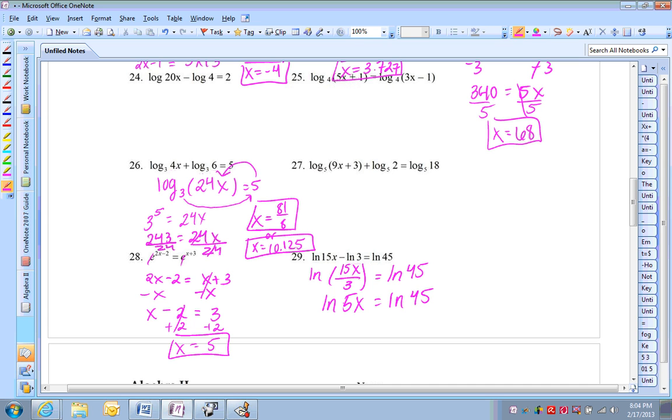And now that we have a single natural log on both sides, we can drop it, and we're left with 5x equals 45. Divide by 5 on both sides, and x equals 9.